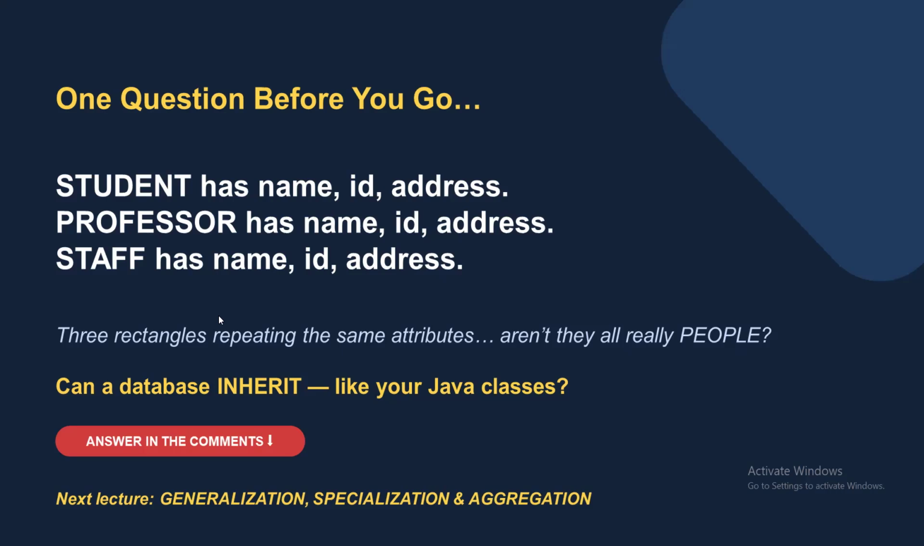Student has a name, ID, address. Professor also has a name, ID, and address. Staff also has a name, ID, and address. Now 3 rectangles are repeating the same attributes. Aren't they all really people? What do you think? Can't a database inherit properties? Think about it. So think about this part and give your answers in the comments. We will discuss it in our next lecture.